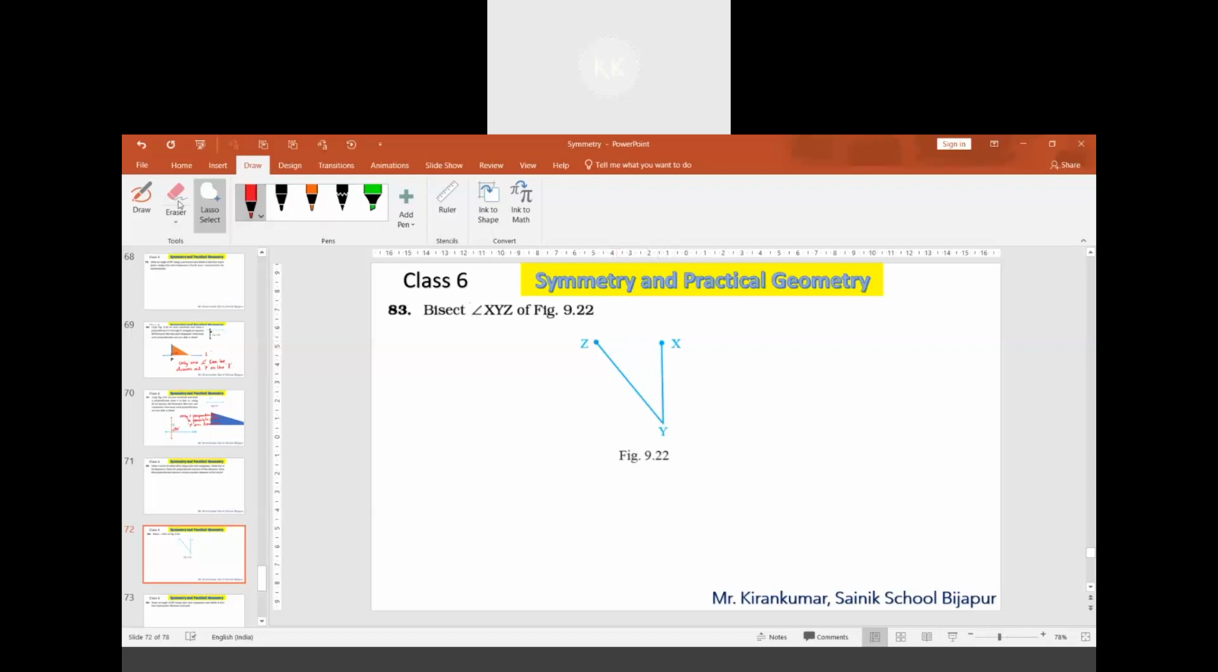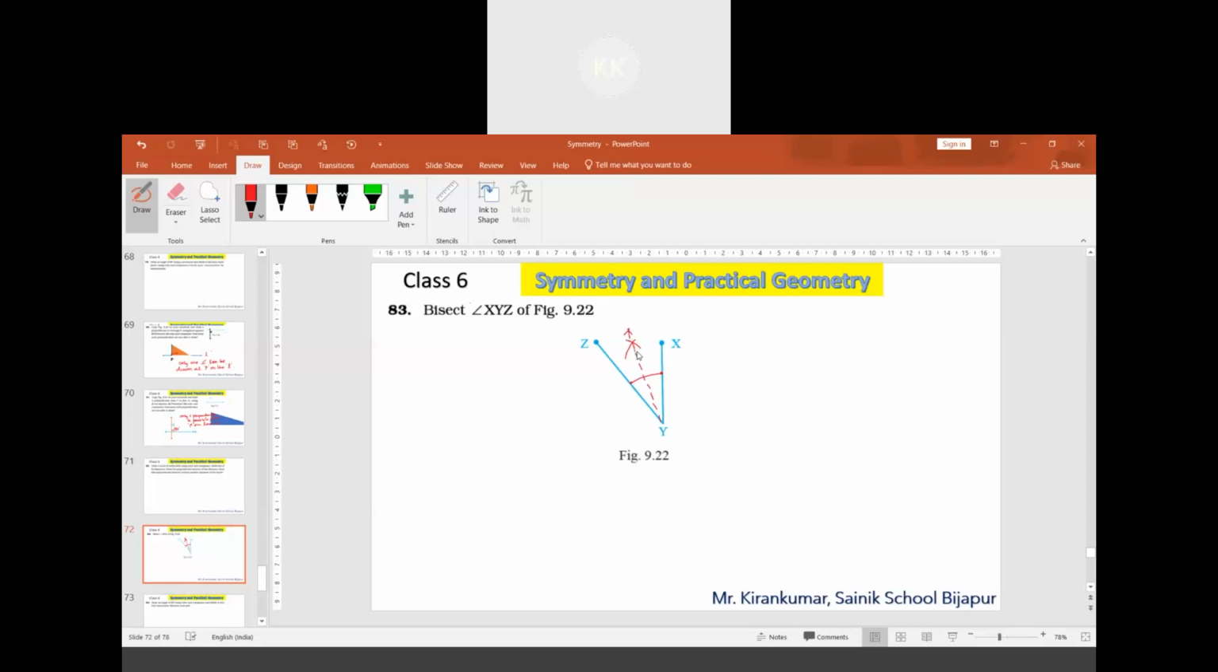What you have to do is first make an arc using the compass. Then you are going to measure more than the half length. With this as a center, you will cut an arc. With this particular point as a center, you will cut one more arc. Then you are going to join this point with this.